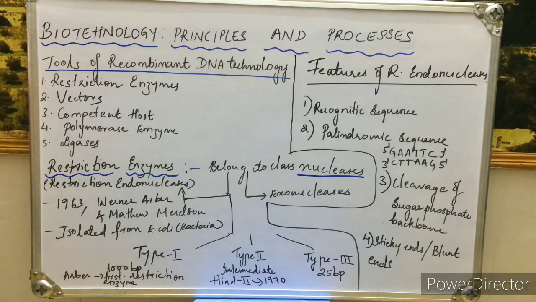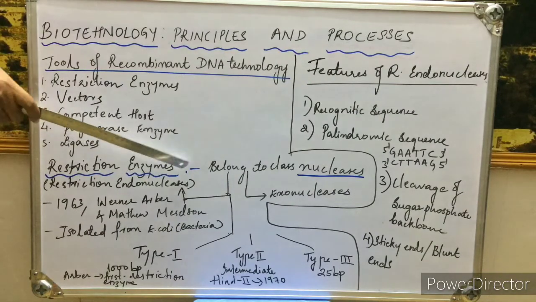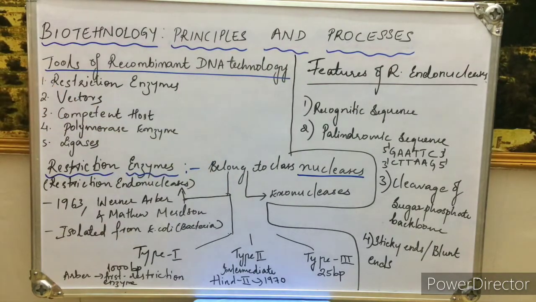The first one we are going to see is restriction enzymes. What are these restriction enzymes? Restriction enzymes are the enzymes that are going to cut the DNA sequence at specific positions. Right? Restriction enzymes are those enzymes which are going to cut the DNA sequence at specific locations. And these restriction enzymes belong to the class called nucleases.